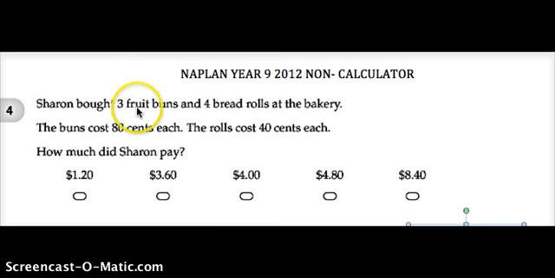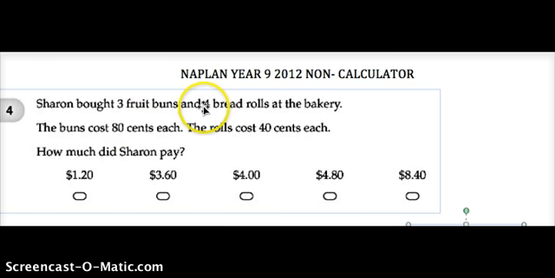Okay, so she bought 3 fruit buns and they are 80 cents each. To work out the cost of the fruit buns, you would do 3 times 80 cents. And she bought 4 bread rolls at 40 cents each, so you would do 4 times 40 cents. So I'll just put that up here.